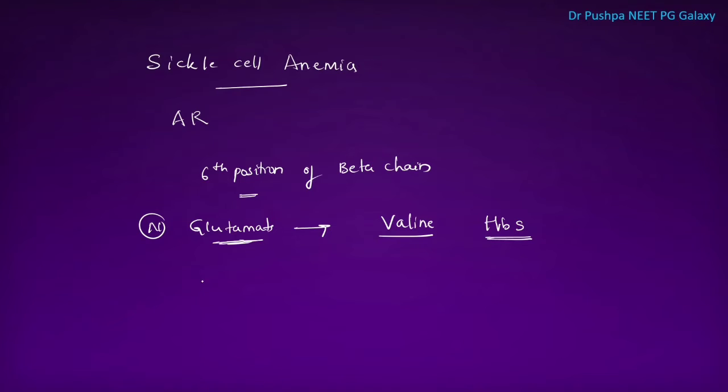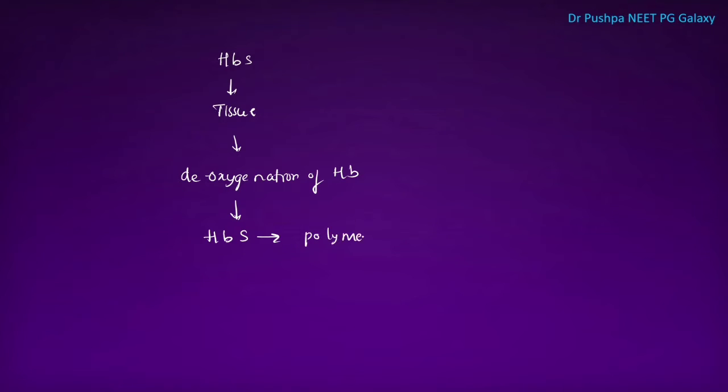This sickle cell anemia occurs in the homozygous condition. This sickle cell hemoglobin enters the tissues. In tissues, deoxygenation of hemoglobin occurs, which forms the sickle cell hemoglobin, and it will polymerize and form the sickle cell.